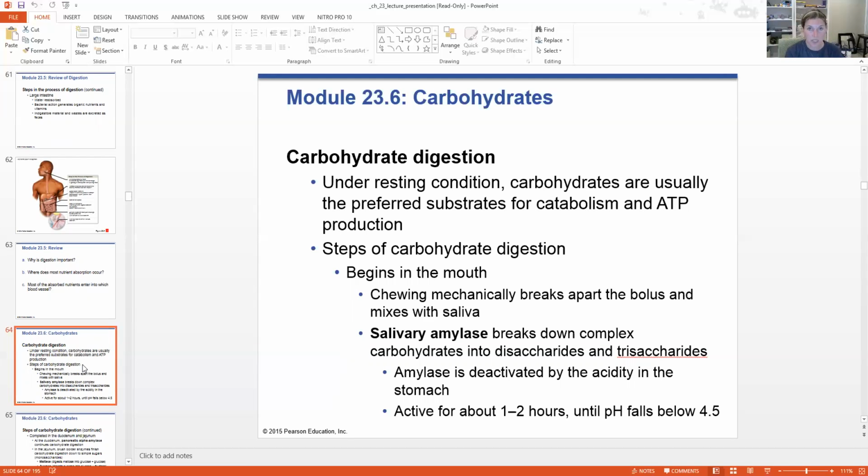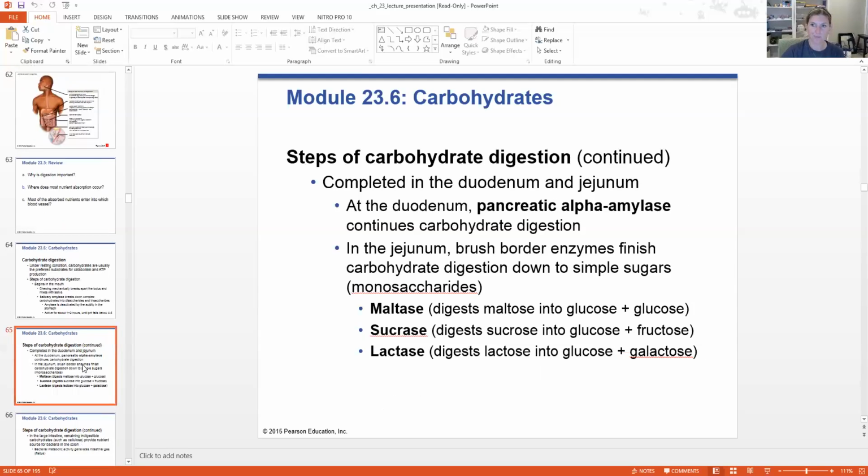Salivary amylase is breaking down those very large starch molecules, complex carbohydrates, into disaccharides and trisaccharides. Disaccharides are two subunits, two monosaccharides large, and trisaccharides have three subunits to them. The amylase is deactivated and turned off once the chyme hits the stomach. For about 1 to 2 hours, it will be active, and then as that pH drops in the stomach with all the acid and secretions, it is deactivated and denatured.